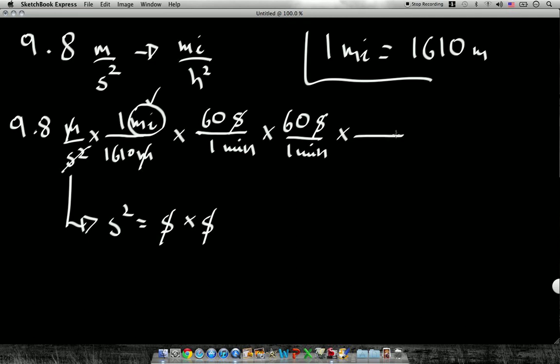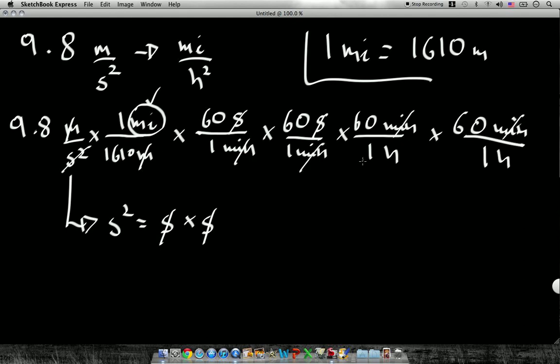So by cancellation, I'm going to get rid of my minutes. I know that 60 minutes is equal to 1 hour. So that cancels one of them, and you've got to do it again. So there you go, that cancels this one. And now here, this is hours squared. Hours times hour is hours squared, which is exactly what I wanted. So here I have miles, here I have hours squared, and now we're done.